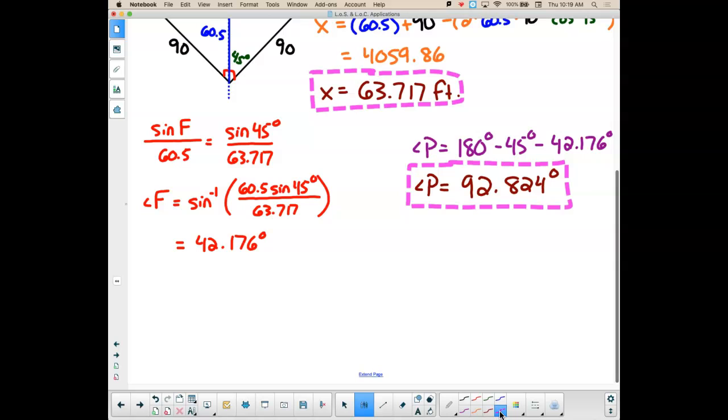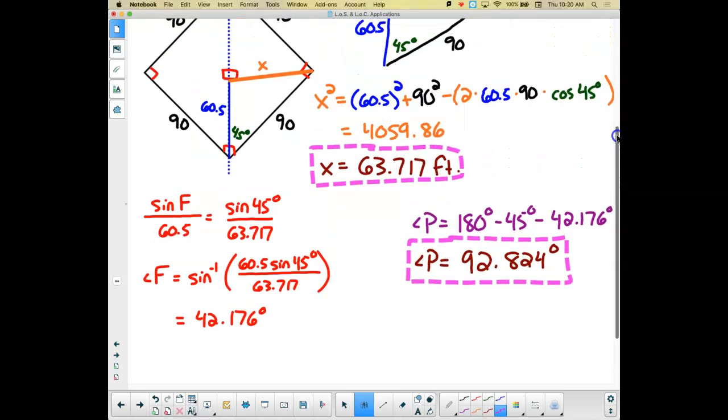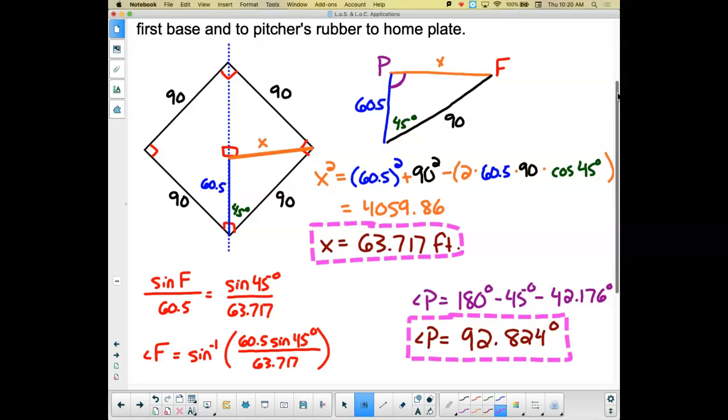But if we would have gone back in this triangle, let me back this up a little bit. Back in this triangle, if we would have used the law of sines here, the sine of angle P over 90 equals the sine of 45 over X, what we just did there, we would have gotten an angle of 87.176 degrees, which wouldn't have worked because it would have been wrong. Yeah, because we have to find the smallest angle using the law of sines.